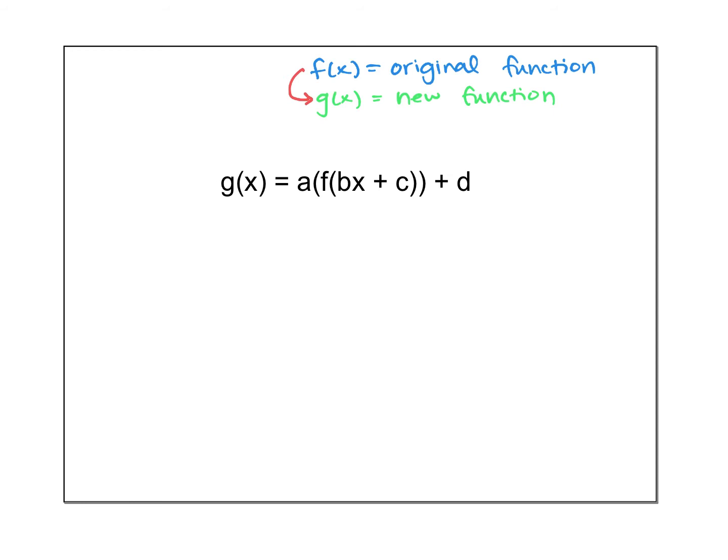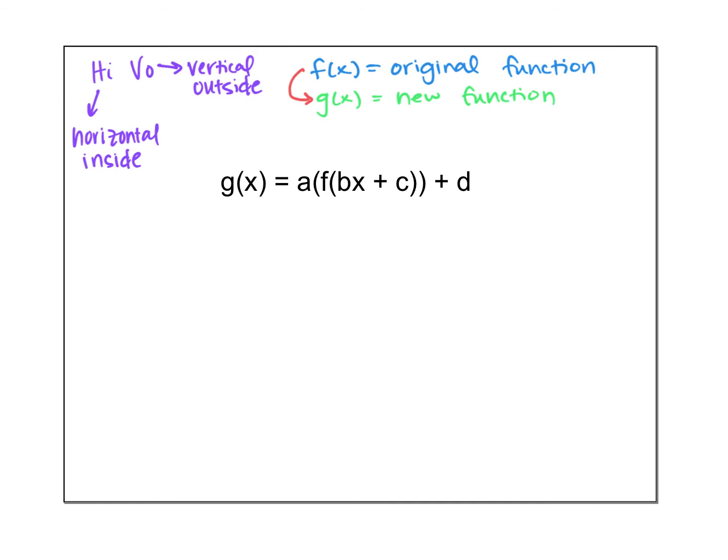One thing to keep in mind is HVOC. I wrote that down on the last slide several times. That helps me remember which are horizontal and which are vertical transformations. All horizontal transformations are going to show up on the inside of the function. That means they're going to be directly affecting x inside the parentheses. Vertical transformations are going to occur outside of that function. They're going to be outside of the parentheses.